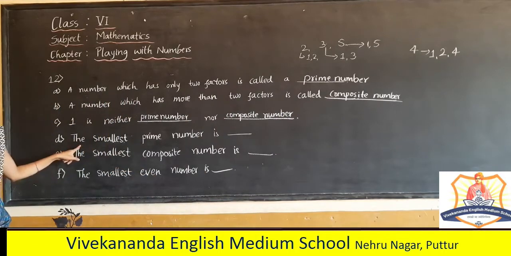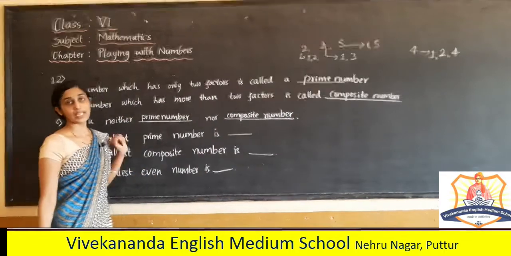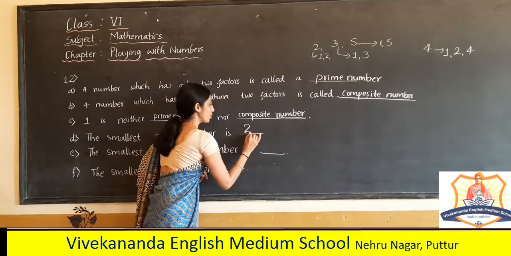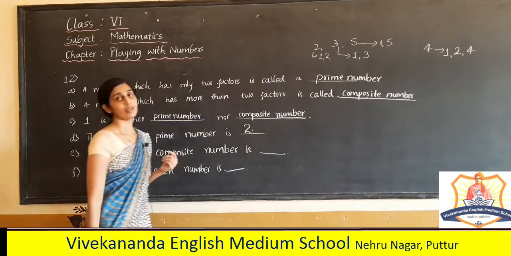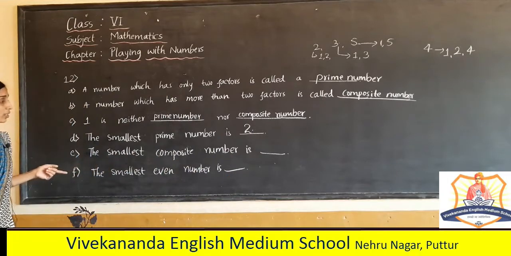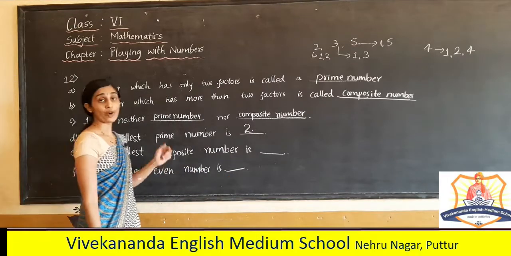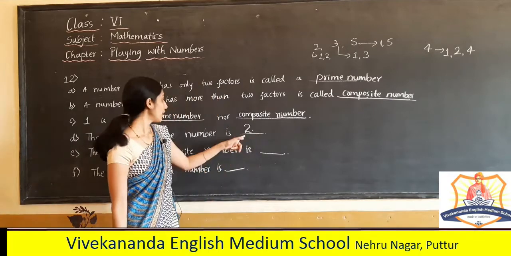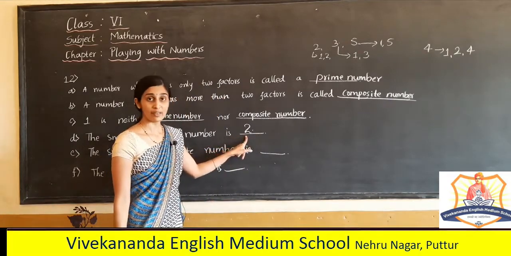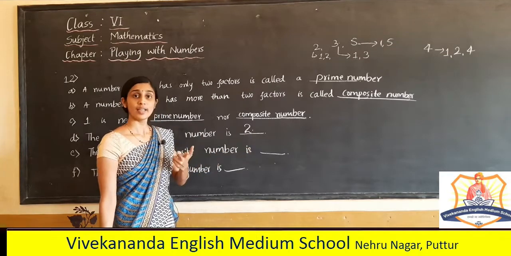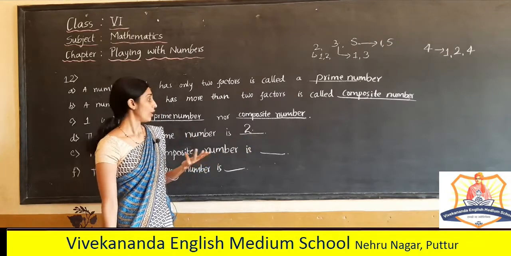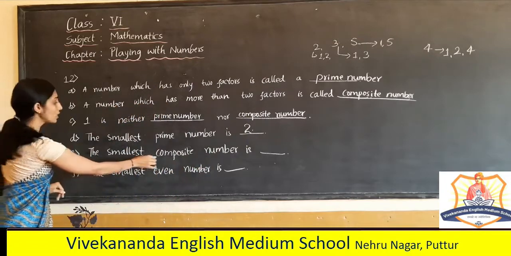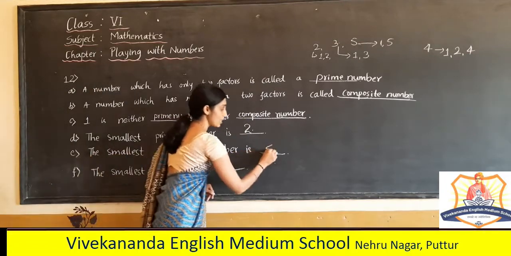So here, which is the smallest prime number? That is 2, but it is even. The number 1 is neither prime nor composite. 2 is the only even prime. 3 is a prime number. So the next number is 4. So the smallest composite number is 4.